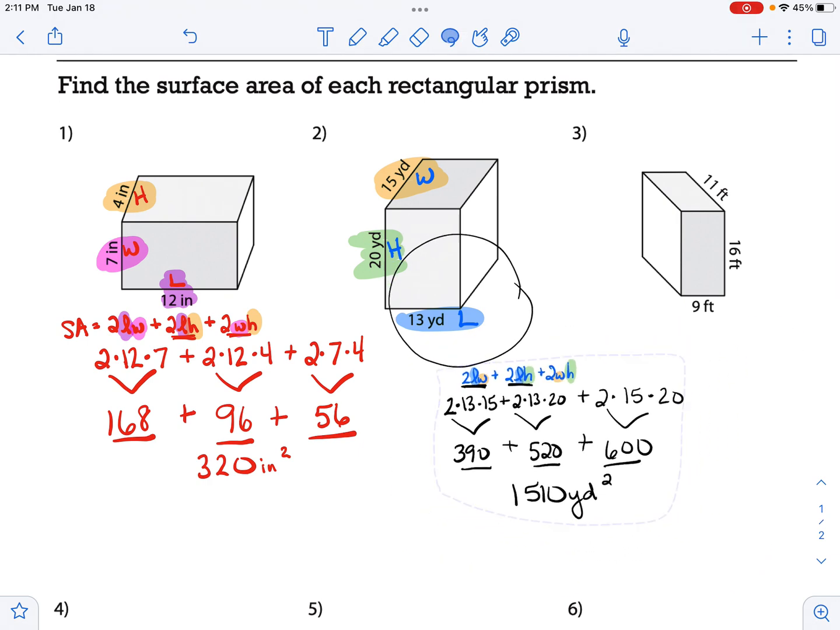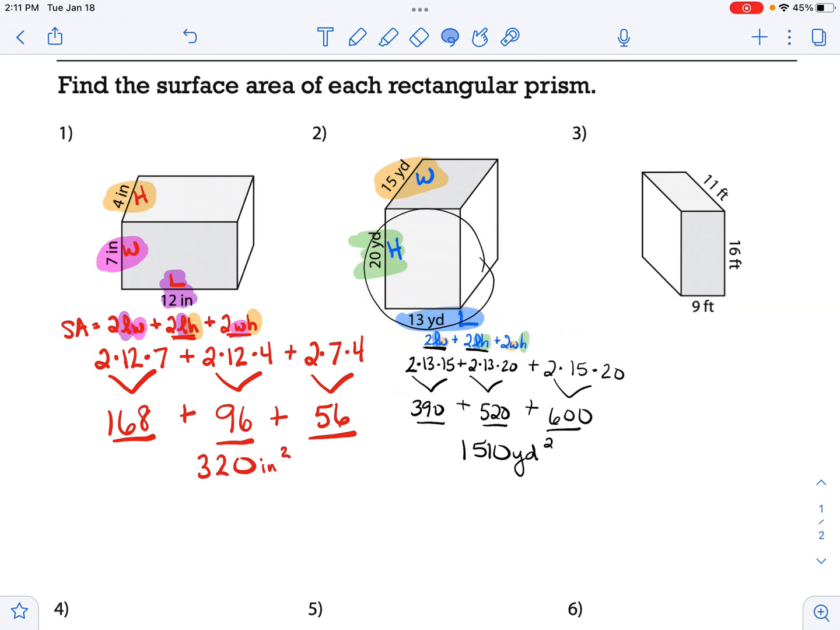And I can shrink that down. Okay, so hopefully this helps you out with finding surface area of rectangular prisms.